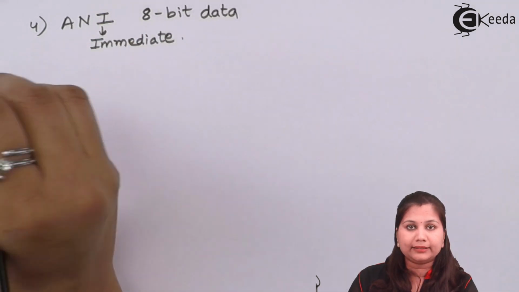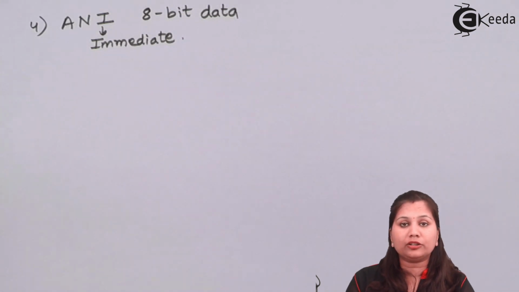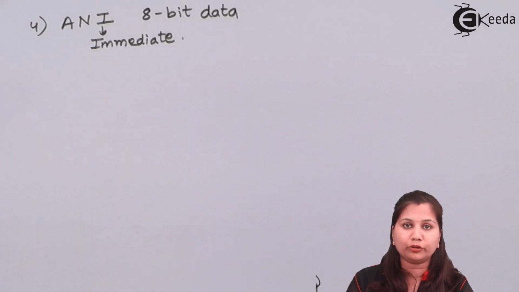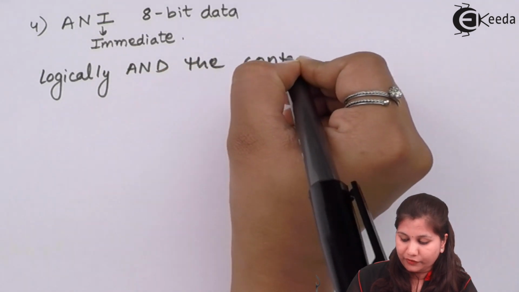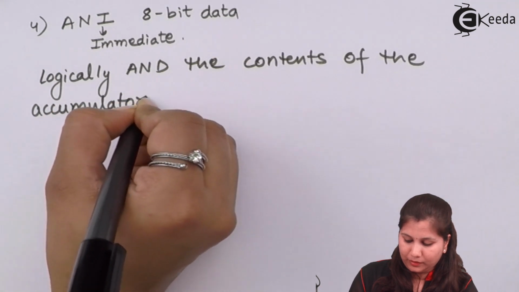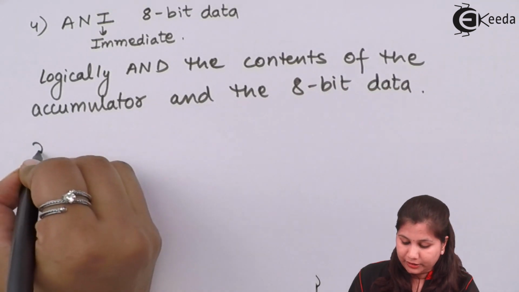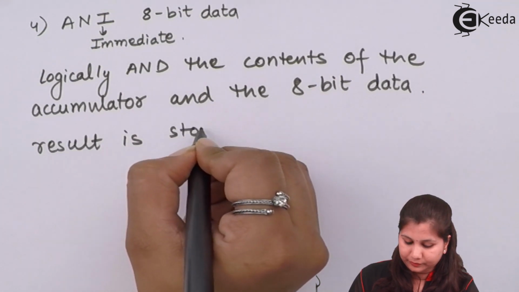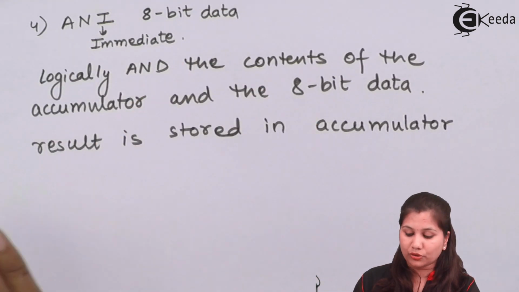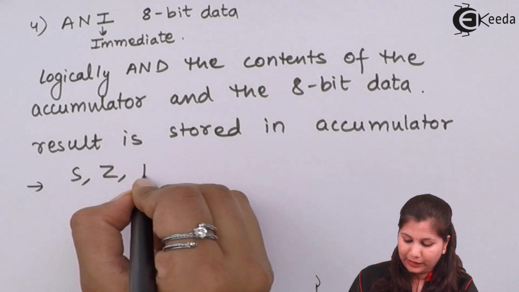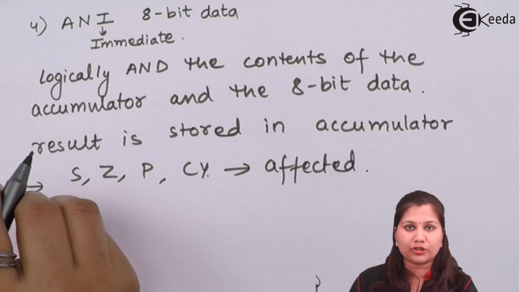So the 8-bit data and the accumulator contents will be ANDed with each other, and the result will be stored in the accumulator itself. The result of all the logical and arithmetic operations will be stored in the accumulator itself. Here we are logically ANDing the accumulator and the 8-bit data. And due to this instruction, all the flags are affected, like sign flag, zero flag, parity flag, carry flag; all the flags will be modified due to this instruction.